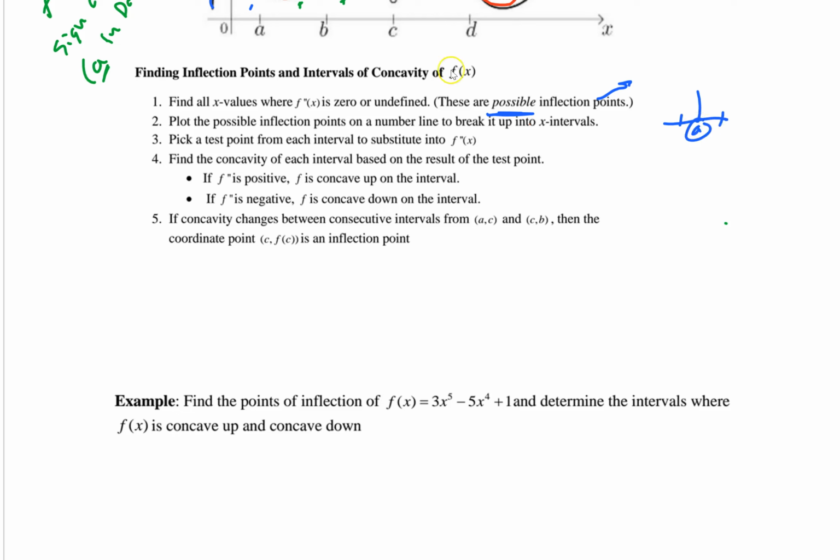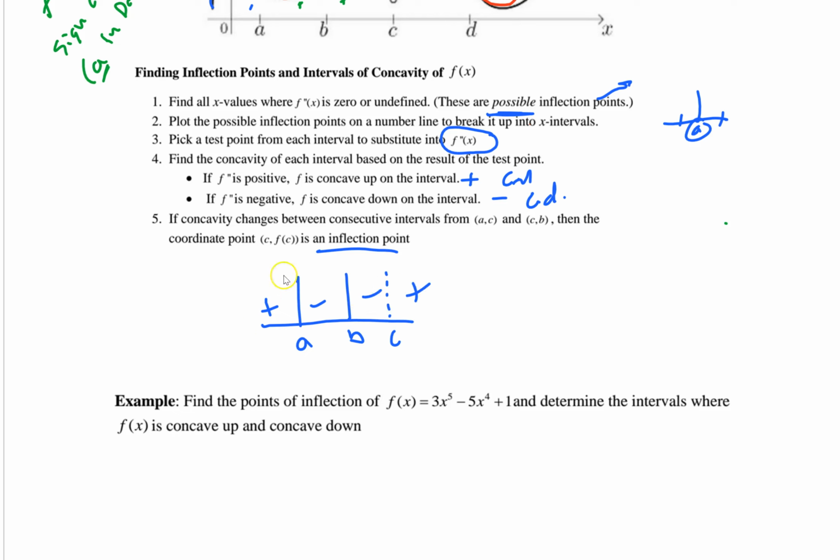And again, I can't stress this enough. We're doing the second derivative, right? This concavity is all about the second derivative. So we're going to plug our test points into the second derivative. And like we talked before, if you get a positive, concave up. If you get a negative, concave down. And then again, if concavity changes from the interval A to B, AC to CB, then we call that an inflection point. Right, so let's say we have a little thing here, I do A, B, C, and let's say plus, minus, minus, plus.